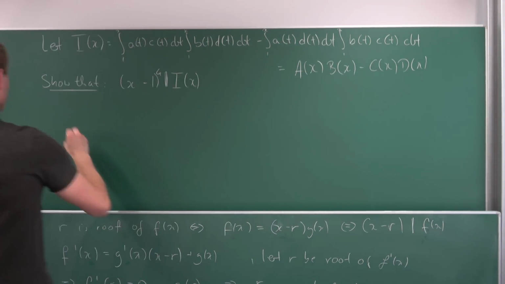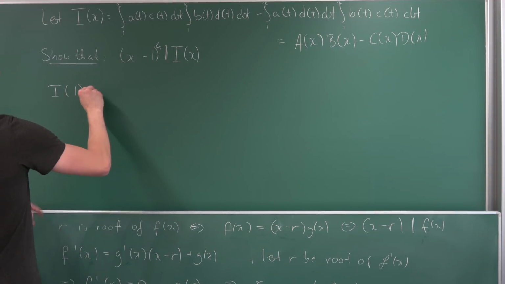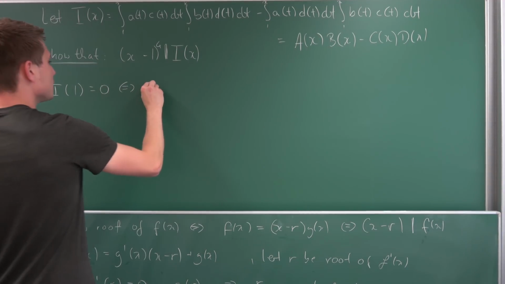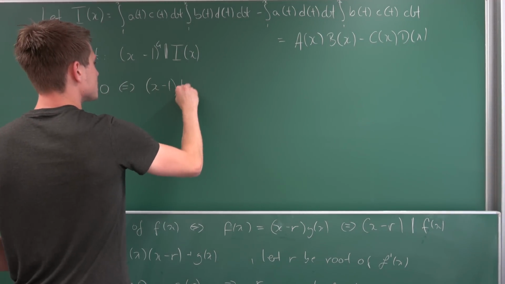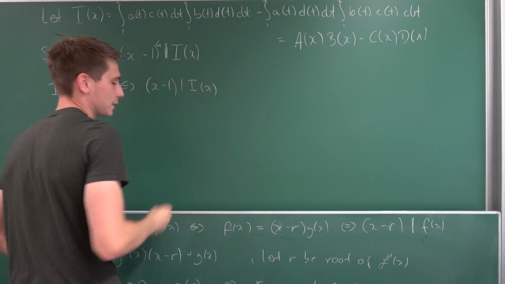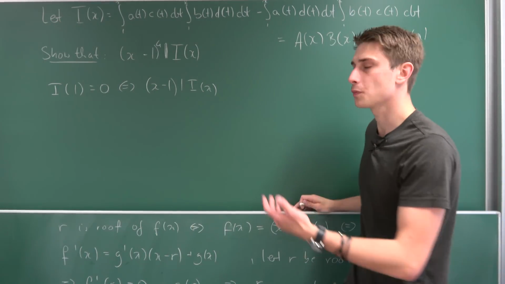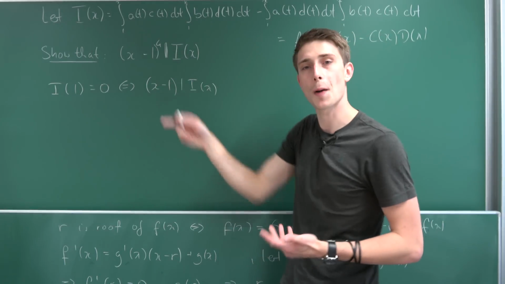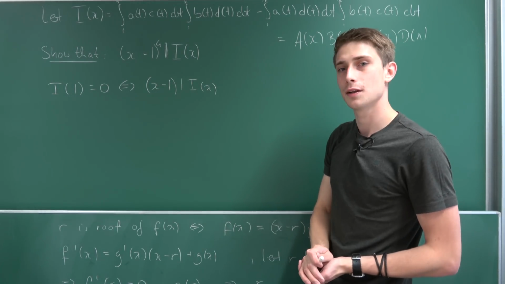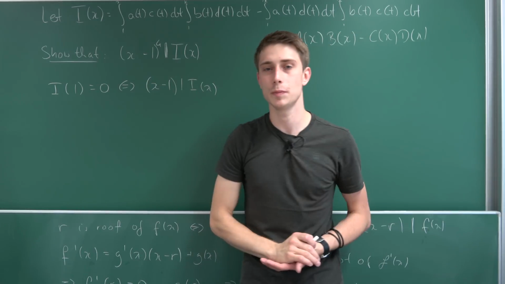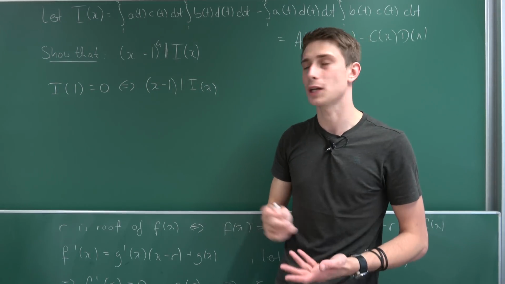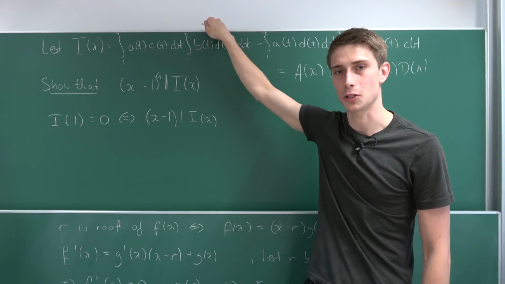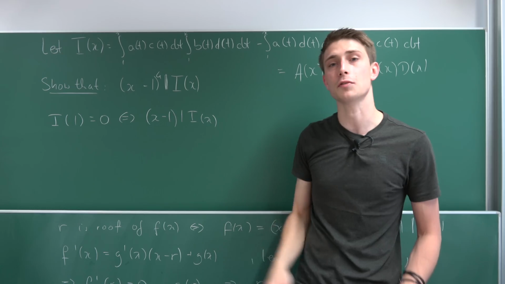So let's conclude that. I of 1 is 0 is equivalent to saying that x minus 1 does divide I with respect to x. And just like I said before, we just need to differentiate it 3 more times to get to the 4th power in this case. And if 1 is a repeated root to this point, we can safely assume that (x minus 1) to the 4th power does indeed divide I with respect to x.